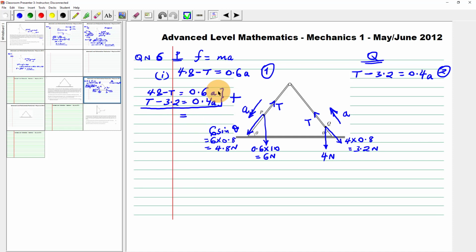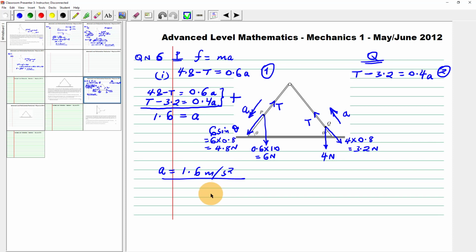0.4a plus 0.6a gives me 1a, which is just a. When I add minus T plus T, they cancel out. When I add 4.8 to minus 3.2, I get 1.6. And this is how I get the acceleration to be 1.6 meters per second squared.